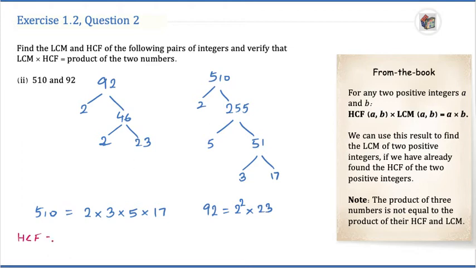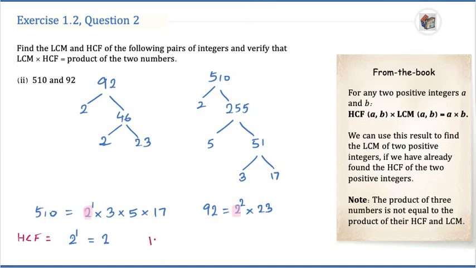The HCF is what again? It's only the common prime factors with the lowest powers. So what is common? I can see 2 common, and nothing else. This one has 23 and this one does not. So 2 is the only common prime factor. And what is the lowest power on that, or the greatest power? Remember the rule. You take the smallest power here. So the power on this side is 1 and the power on this side is 2. So the smallest one is 1 and therefore 2 is your HCF.